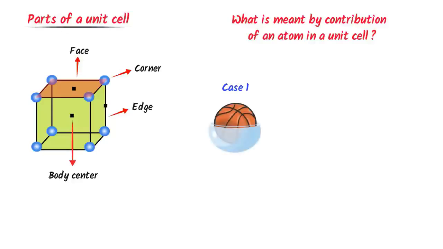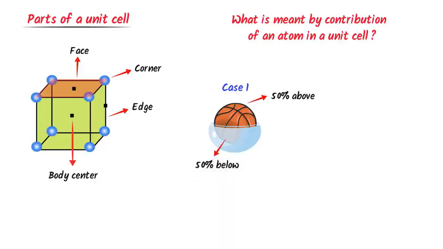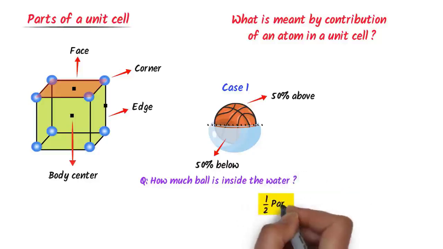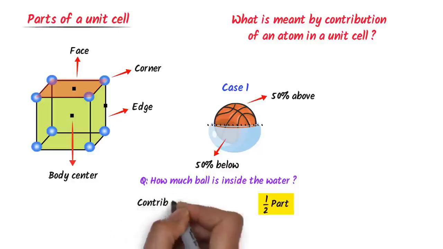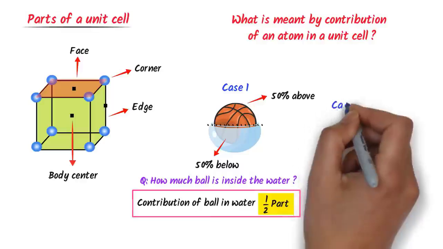Consider this ball submerged in water. We can see that 50% part of this ball is above the water and 50% part of this ball is below the water. Now I cut the part of this ball above the water. Here, if I ask you how much part of the ball is present inside the water, your answer is simple, 1/2. We can say that the contribution of ball in the water is 1/2.